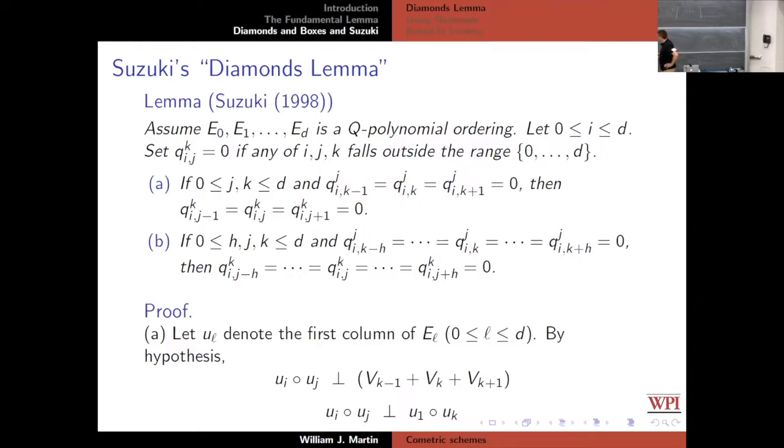It's very simple. For each L, the things in the eigenspaces are actually going to be the first column of each E. So I'm going to take a specific vertex and project it into all the different eigenspaces. The hypothesis here is that Ui entrywise Uj is orthogonal to eigenspaces k minus 1, k, and k plus 1, because that's exactly what we're assuming. Ij, k minus 1, k, and k plus 1 are all 0. So Ui entrywise Uj is orthogonal to U1 entrywise Uk.